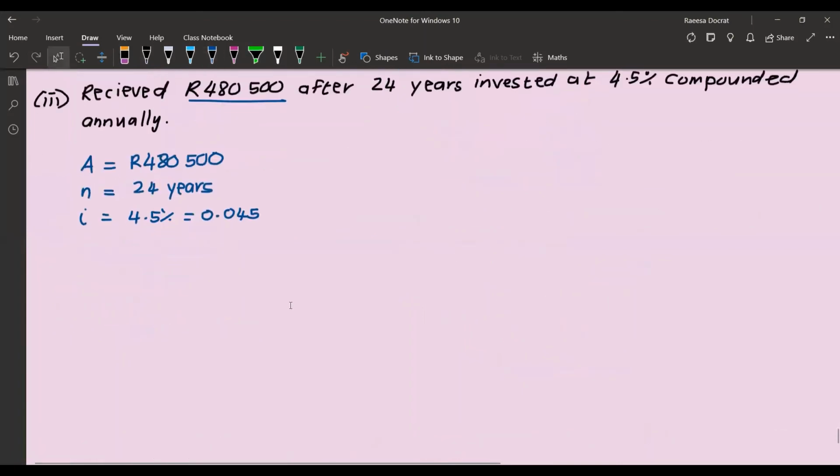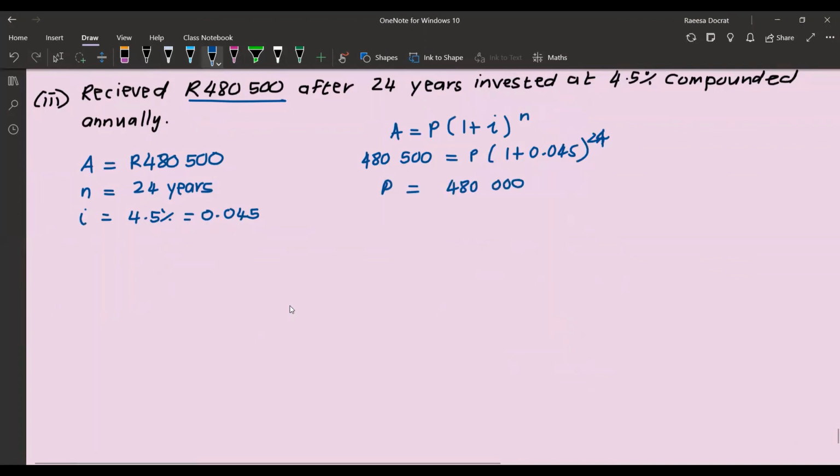So then what we have is we're going to use the formula A is equal to P(1 + i)^n. Our A is 480,500, which is equal to P(1 + 0.045)^24. So once again, to solve for P, we're going to divide our accumulated amount by the interest factor raised to that power.